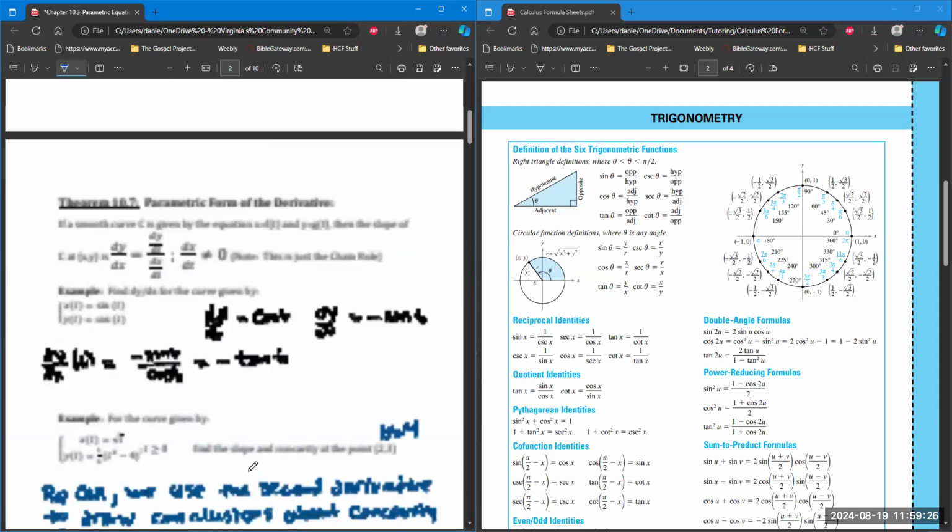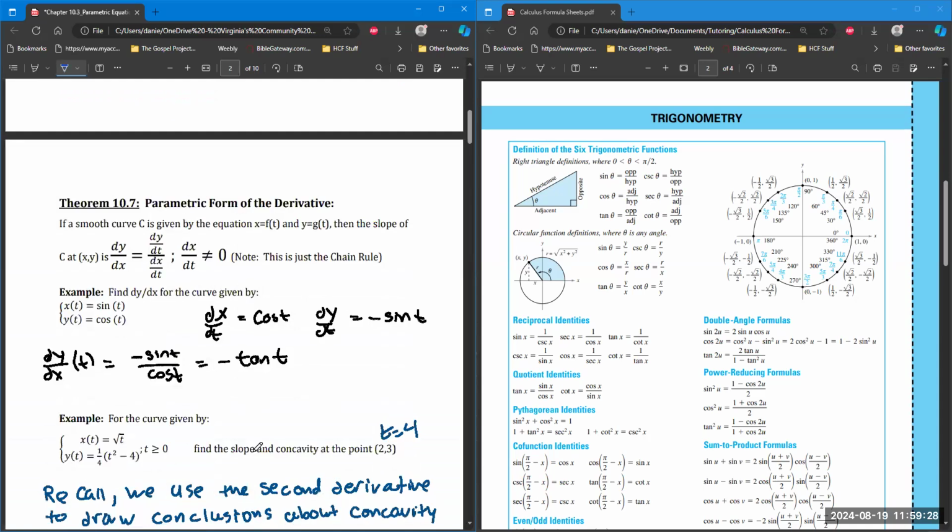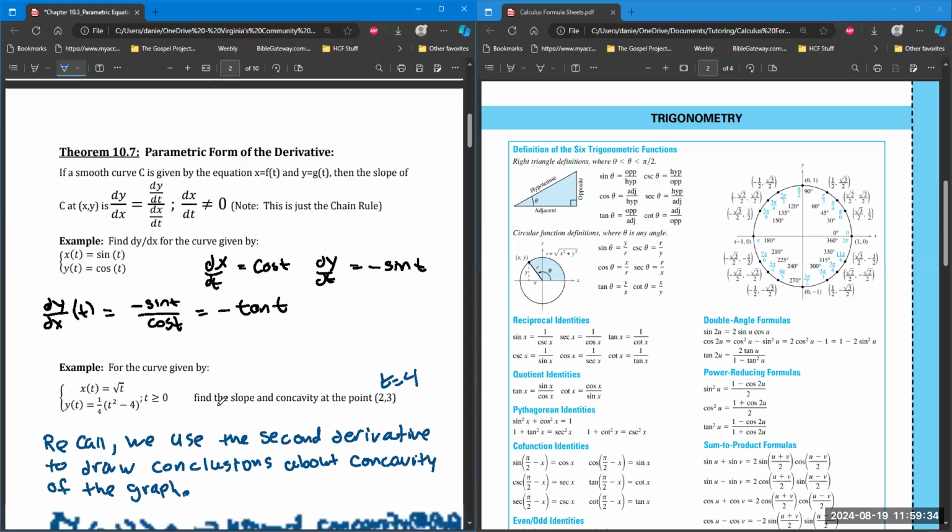So let's talk about theorem 10.7, parametric form of the derivative. Sorry that you're going to have a while for it loading. I've got a lot of inking on this. I erased a lot of it already, and we'll rewrite it as we go along, but that's going to cause stuff to have to load up as I scroll the pages here.